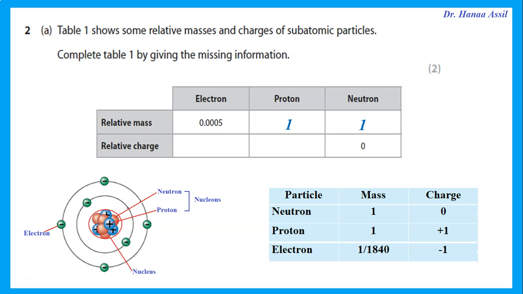Now, what about the charge? What's the charge on an electron? An electron is -1. We say it is negatively charged. When we're required to write the charge, we write it -1. And of course, the proton is positively charged, so its charge is +1.